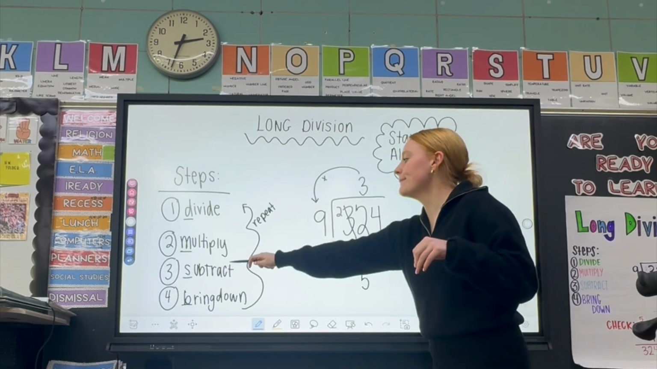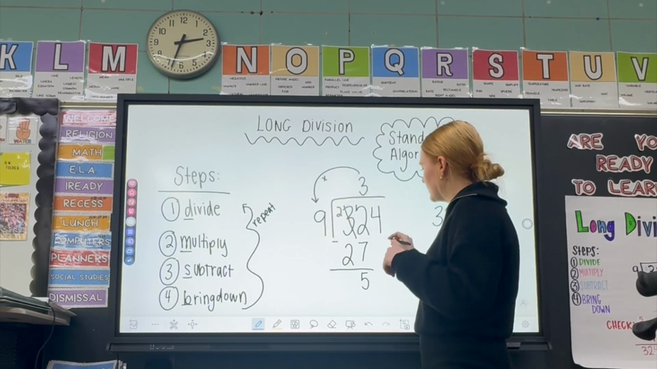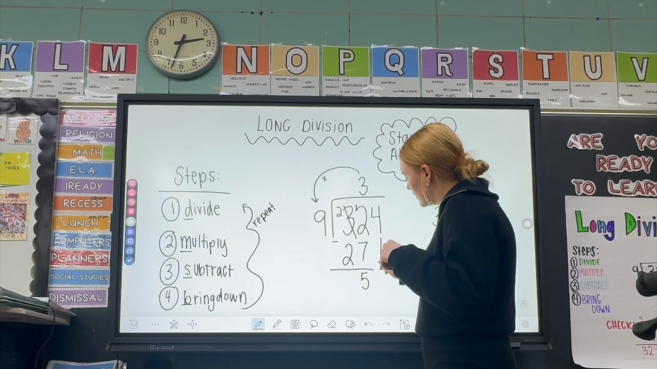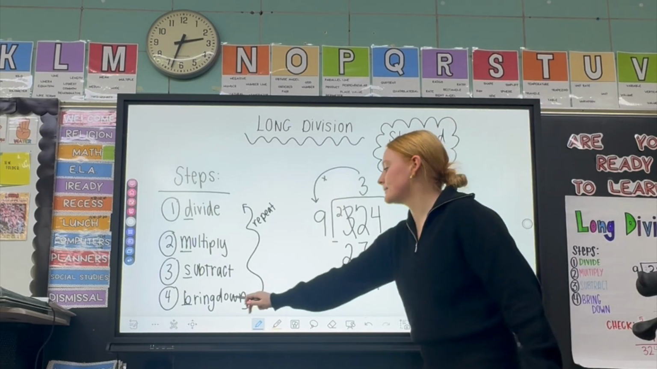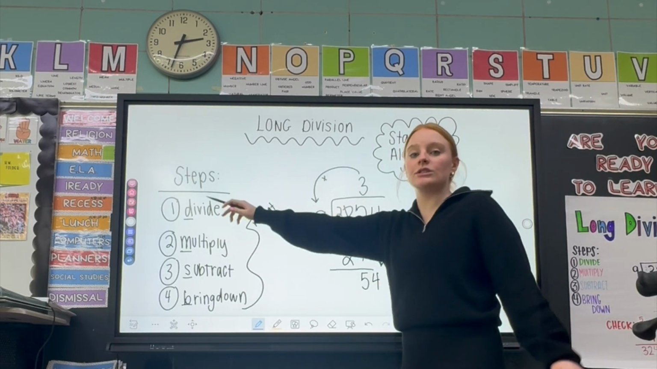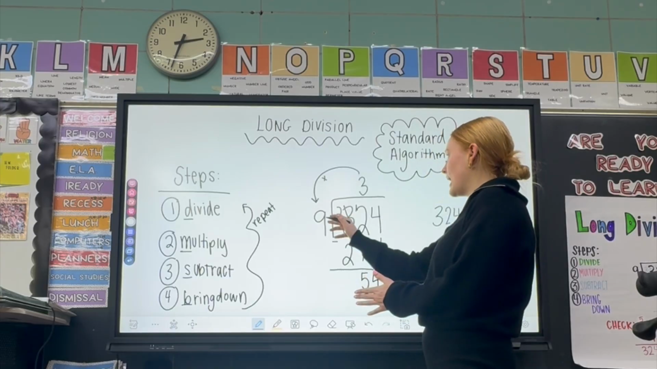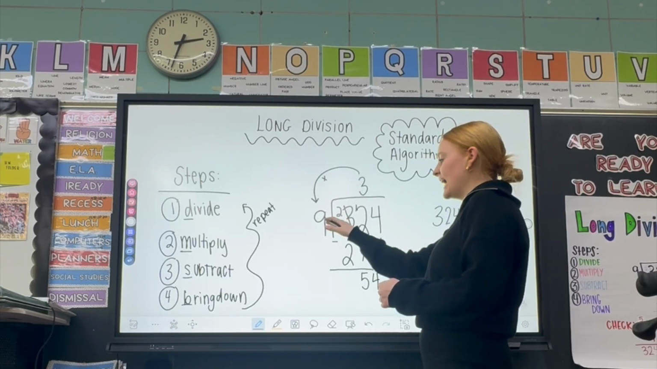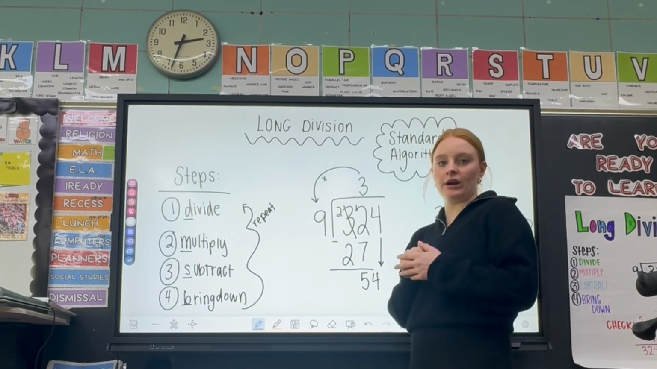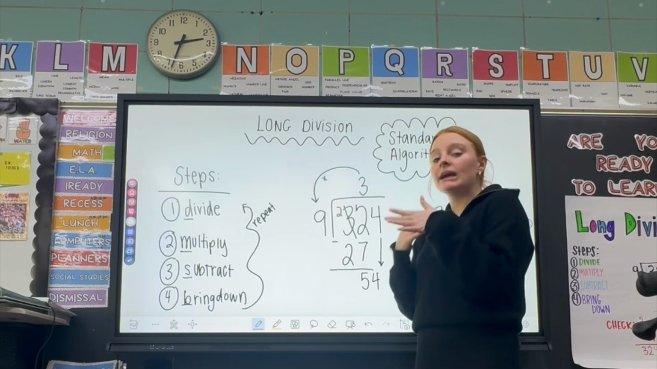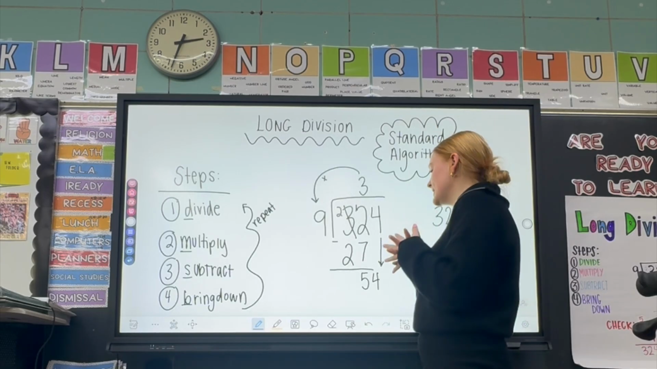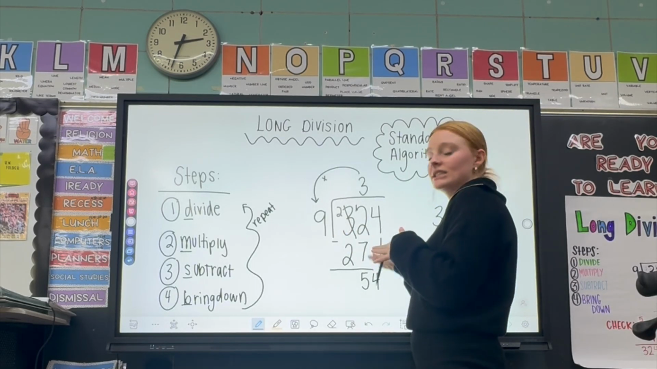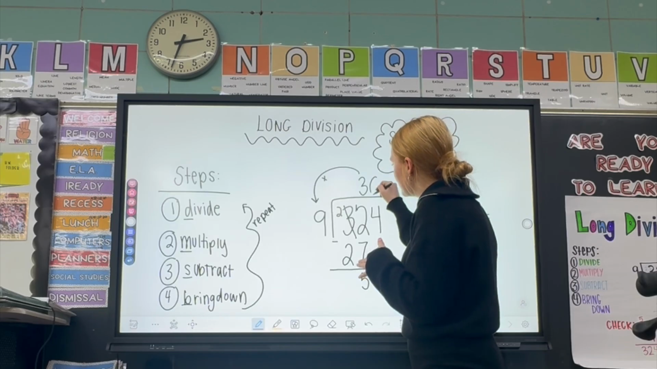My last step is to bring down. So I'm going to bring down this 4 and make this number 54. My steps tell me I have to repeat this all again, so I'm back up to dividing. How many times does 9 go into 54? Again, I could skip count, use repeated addition, or use my multiplication chart, and I'm going to find out that 9 goes into 54 6 times.